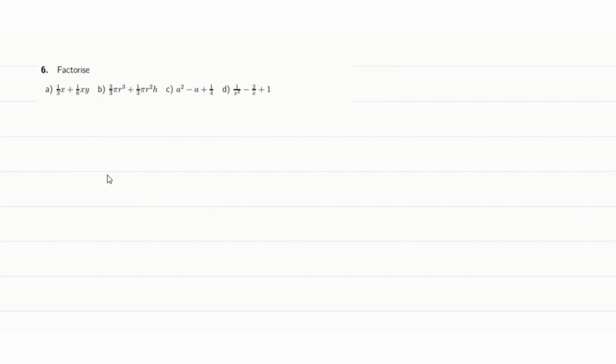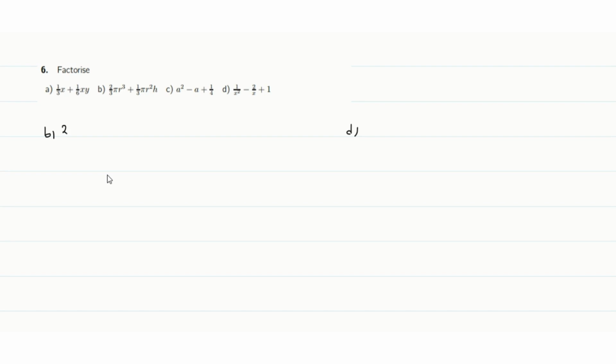Okay, now in this example, we want to learn how to factorize algebraic expressions that involve fractions. Although these may look more complicated than the whole number expressions that we used to see, the process is exactly the same. We need to identify and extract the highest common factor from all the terms. For this purpose, we're going to solve b and d, and the rest can be solved by you at your own convenience.